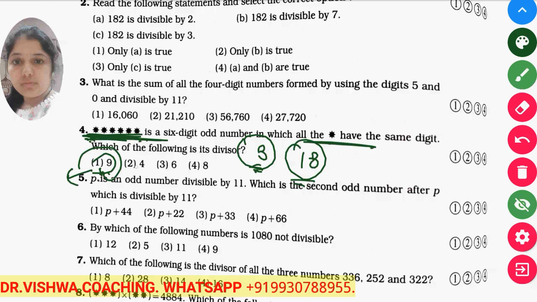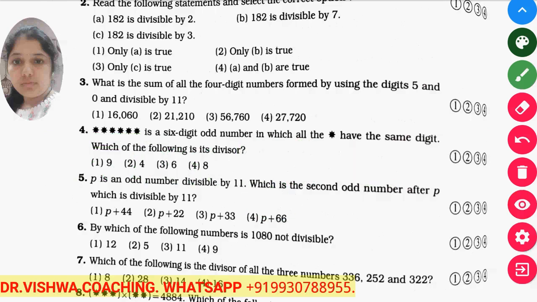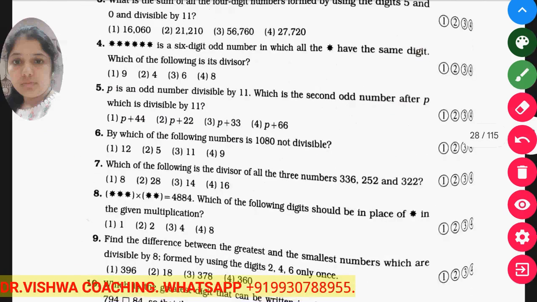So 9 is the divisor. We cannot divide it by 4 because the same digit is repeated, and an odd number cannot come in the table of 4 at the unit place. No odd number comes in the table of 6, and in the table of 8 also there is no odd number at the unit place. So clearly the answer is 9 only because the number is odd.